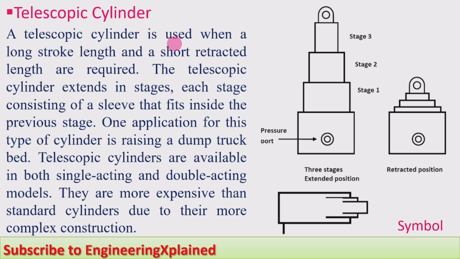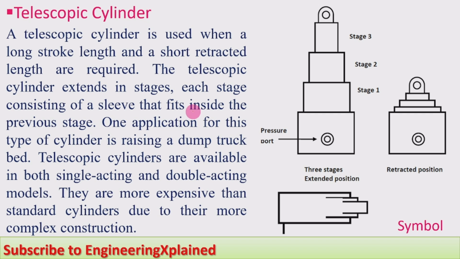A telescopic cylinder is used when a large stroke length and a short retracted length are required. When it is extended, it should have a long stroke, that is a higher length. When it is retracted, it should be smaller in length. Where that type of application is required, we are going to use this telescopic cylinder.